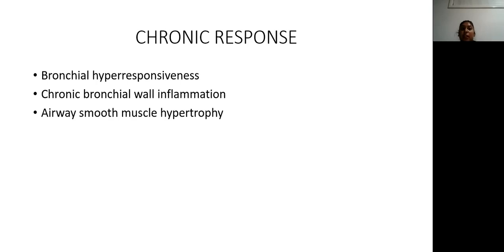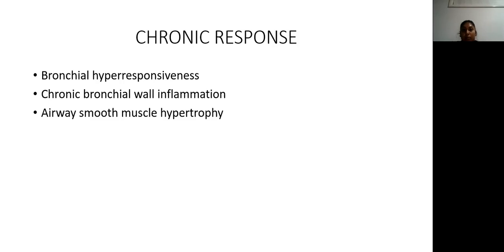Chronic exposure to the triggering allergen will eventually lead to bronchial hyperresponsiveness, chronic bronchial wall inflammation, and airway smooth muscle hypertrophy, which could lead to some degree of airway obstruction, even in between exacerbations, according to Jordan Kraft 2019. As a consequence of airway obstruction, there is increased mechanical work of breathing, and if severe, this will lead to hyperventilation and eventually hyperinflation and life-threatening gaseous abnormalities, according to Jordan Kraft 2019.